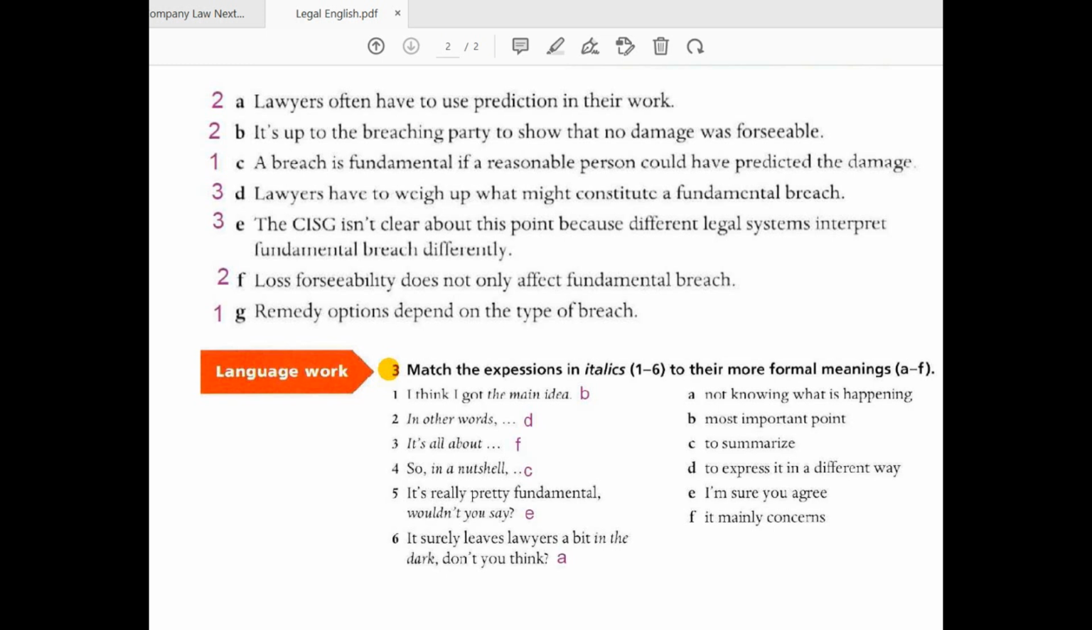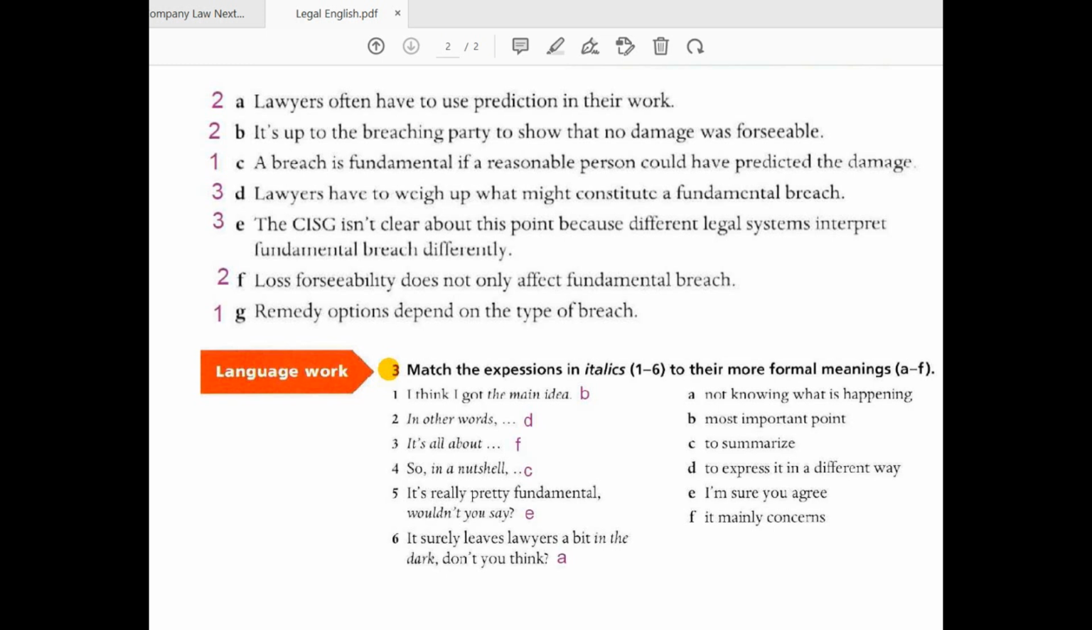So the following task belongs to the language and vocabulary section. We need to match the expressions to the formal meanings. I think I got the main idea. Most important point. Those are professional legal English expressions.